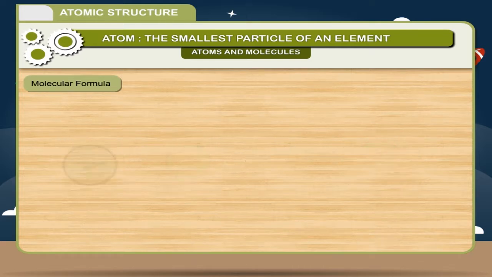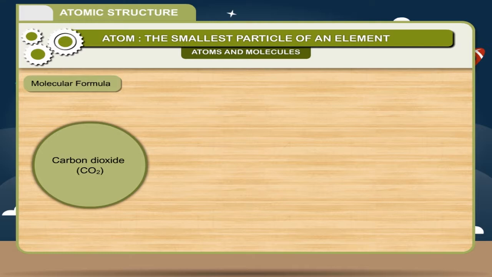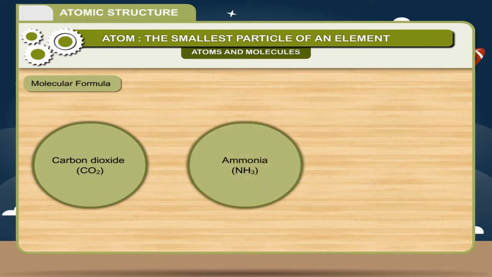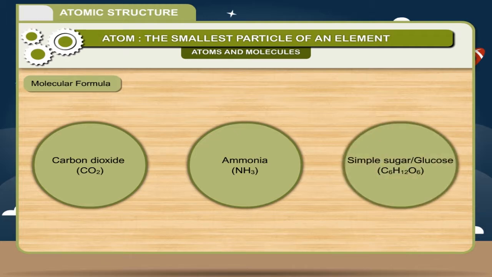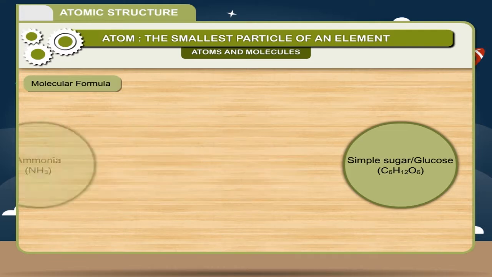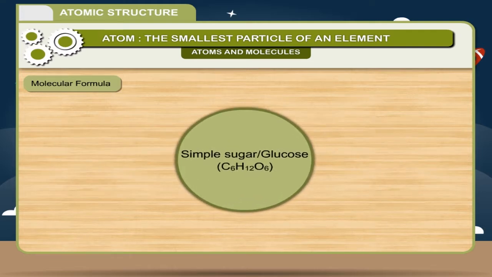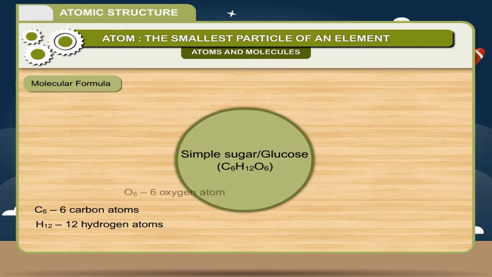Other examples are carbon dioxide, CO2, ammonia, NH3, and simple sugar or glucose, C6H12O6. Some formulas can get quite long and complex. Let's look at the molecule of sugar. C6, 6 carbon atoms. H12, 12 hydrogen atoms. O6, 6 oxygen atoms.